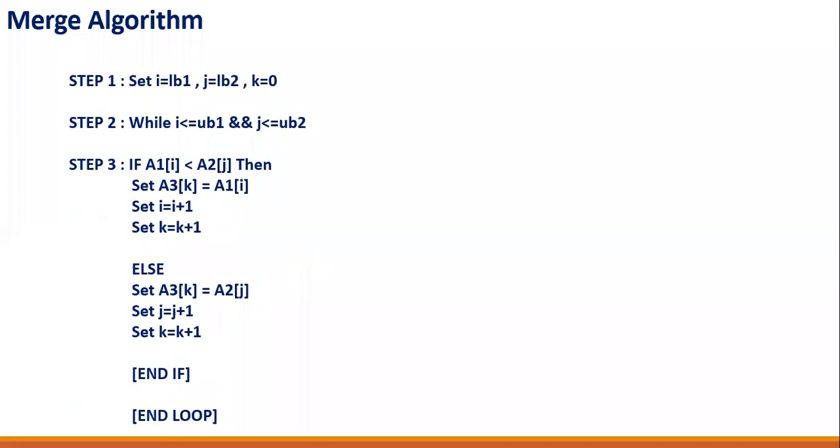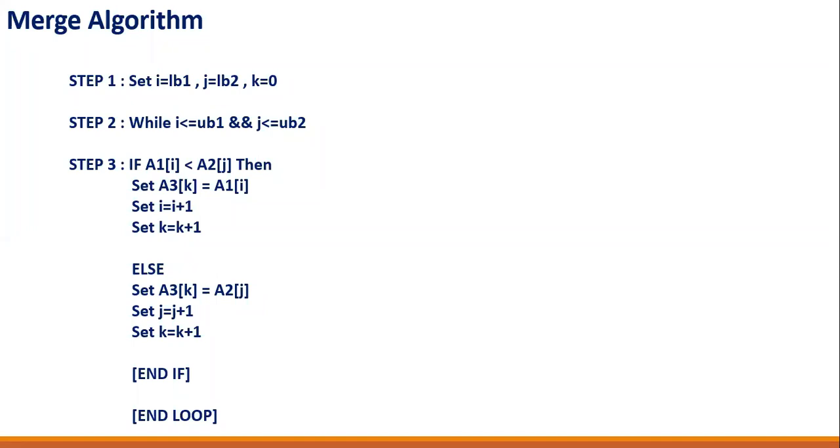We will start with I, j and k. I will be the lower bound of the first array. J will be the lower bound of the second array. K will be 0. While I is less than or equal to upper bound 1 and j is less than or equal to upper bound 2, which means I will go till the end of the first array and j will go till the end of the second array, we will start comparing one element of array 1 to one element of array 2. Whichever is smaller will go into array 3.